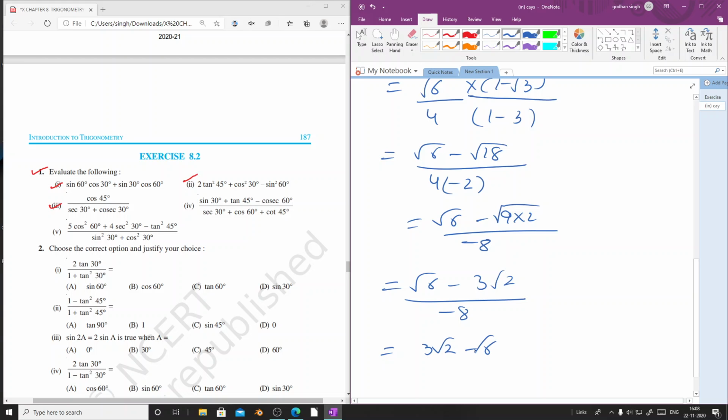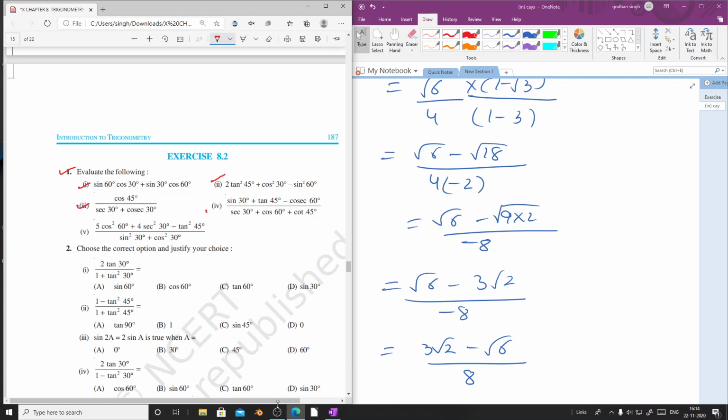So we will be getting equal to 3 root 2 minus root 6 over 8. So this is our final answer. So this is the answer of question number 1, third part.